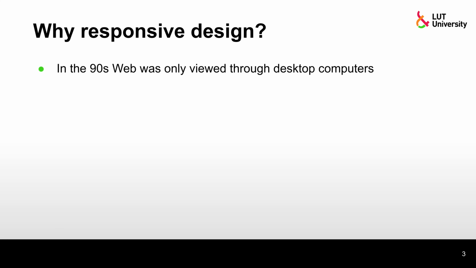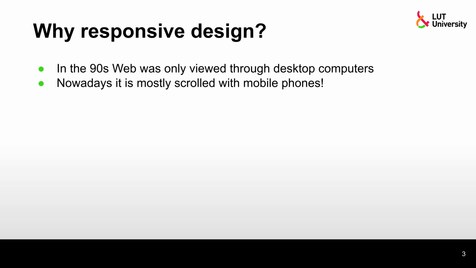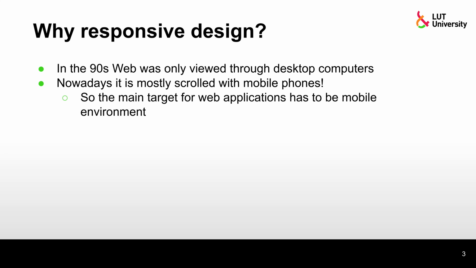In the 1990s, the web was only viewed through desktop computers. Someone had laptops, but we didn't have mobile phones. And nowadays, it is mostly scrolled with mobile phones. We are searching and checking everything with our mobile phones when we are on the bus or in a train or whatever. So the main target for a web application has to be the mobile environment, which means that we have to design our web page so that it is usable with a mobile phone, not just a big computer screen.